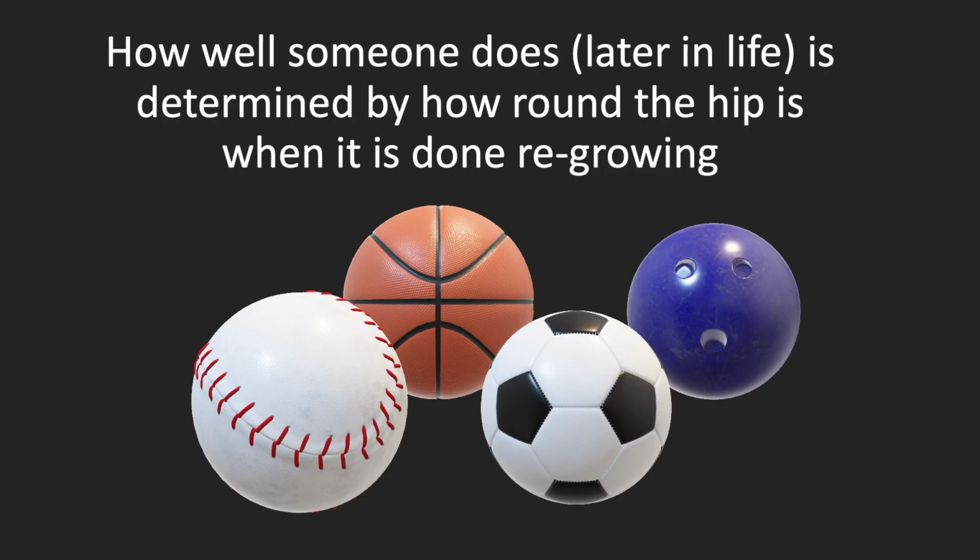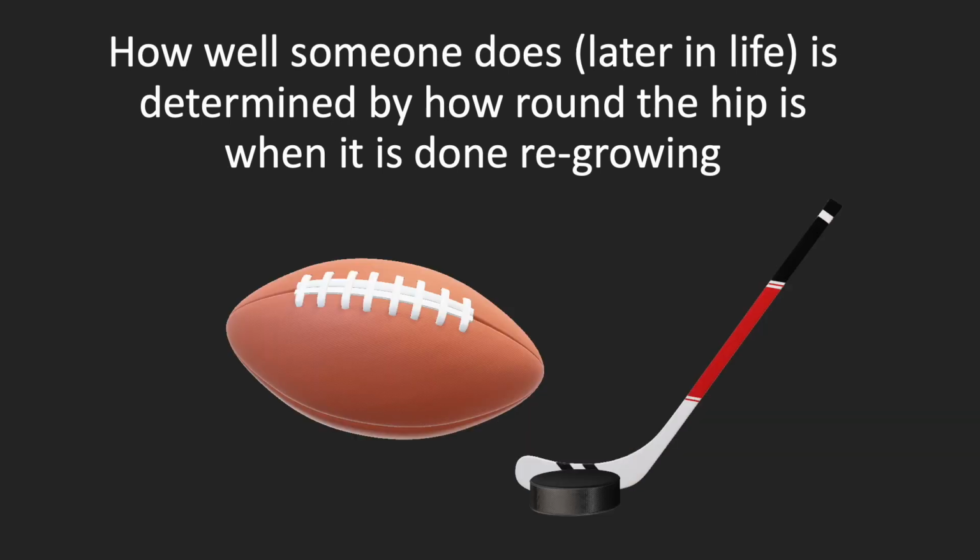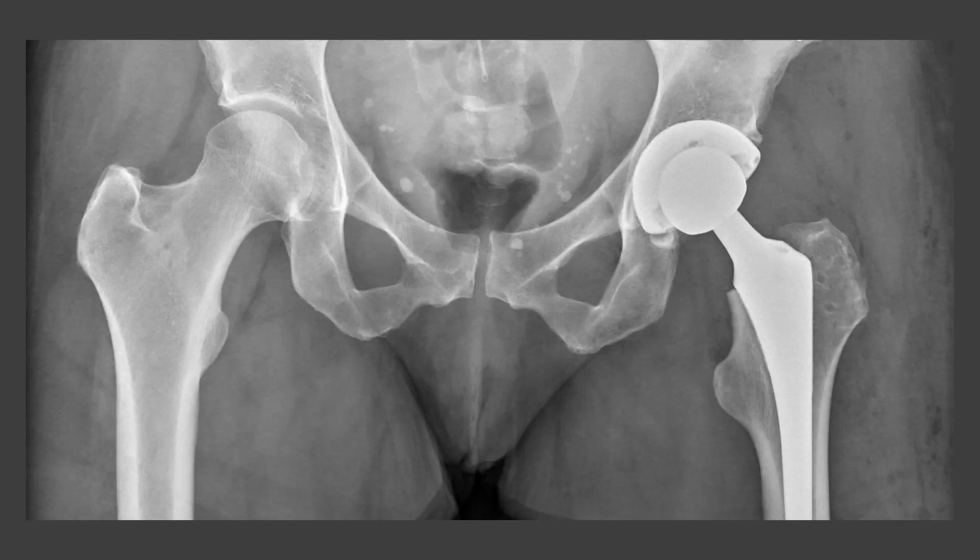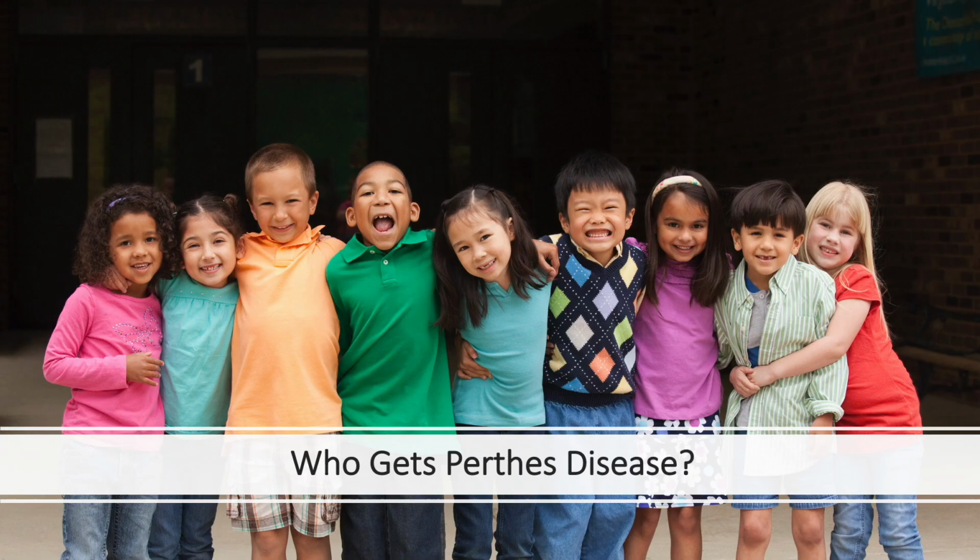First, studies have shown that how well someone with Perthes disease does later in life is determined by how round the hip is when it is done regrowing. Therefore, the goal throughout treatment will be to limit flattening and help the hip end up round like a baseball or a basketball, and not oval like a football or flat like a hockey puck. Finally, many patients diagnosed with Perthes disease will eventually require a total hip replacement. However, our goal is to delay the need for this procedure for as long as possible.